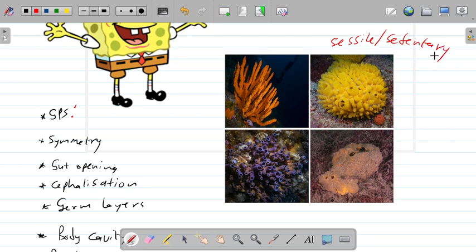Meaning what? Meaning that they are attached to a substrate and they can never move from that substrate or surface to which they are attached. They cannot move on their own. So they are sessile. So next time you watch SpongeBob, just know that there's a lie there. Sponges do not move. They made it a cartoon so that SpongeBob can move.